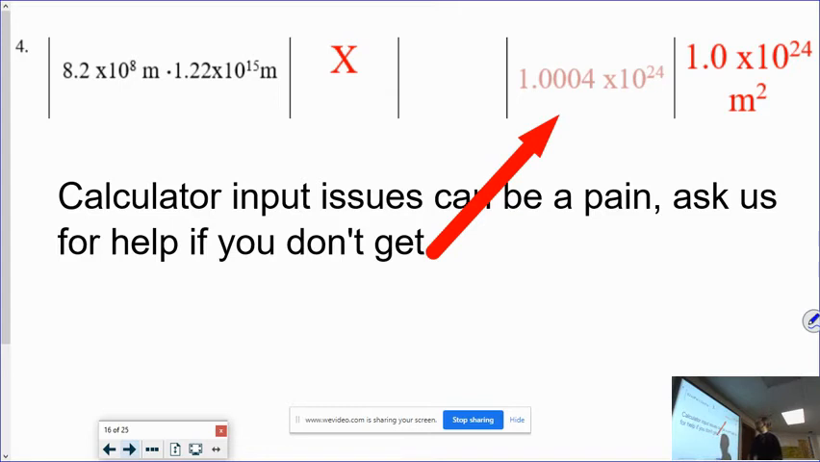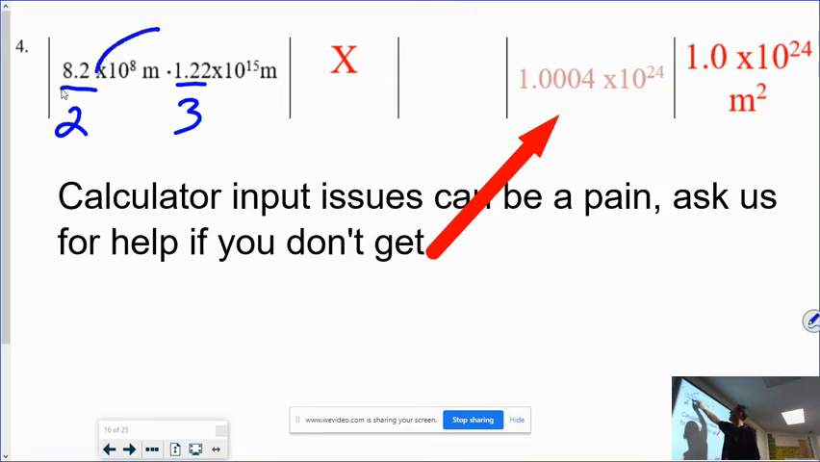In this problem, you take these numbers, realize this is the one that's got the significant digits in it. This is the one that's got the significant digits. So we got 2 digits there. We got 3 digits there. We do not look at the times 10 to the 8th or times 10 to the 15th as significant digits. We just simply don't do that. We do multiply them into the problem. If you do not get this calculator answer, you're putting it into your calculator wrong.